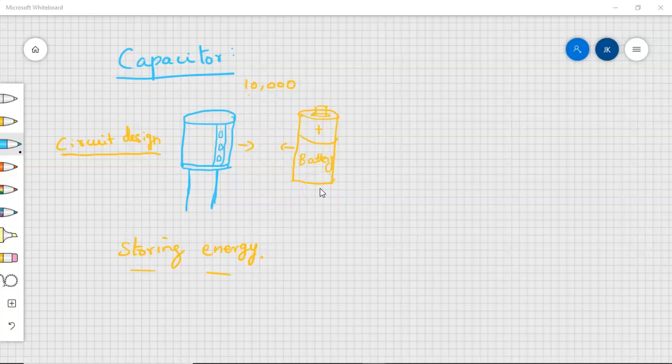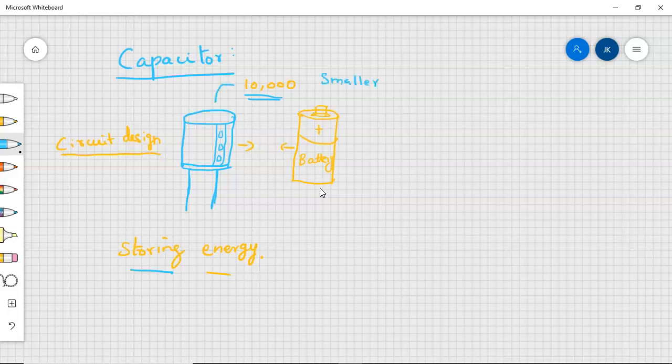A capacitor is a device capable of storing energy in a form of electric charge. Compared to a same size of battery, it can store much smaller amount of energy, around 10,000 times smaller.